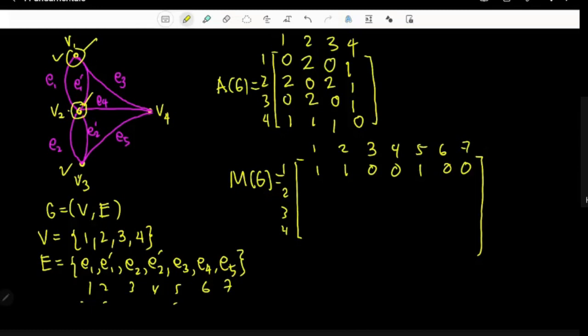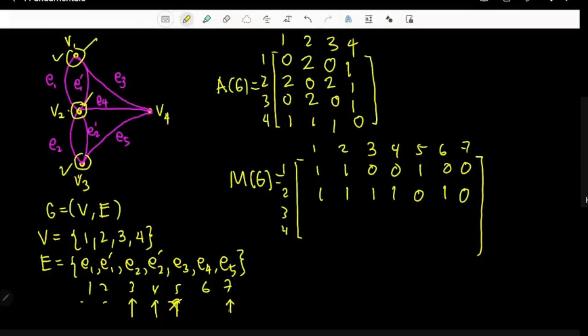So vertex 2 is connected to many bridges, right? Except E3 and E5. So just except E3, which is 5, and E5, which is 7. So 5 is 0, 7 is 0. The rest, it's incident to 2. Vertex 3, it's incident to E2. This is E2, number 3. E2 prime, that's why it's very important to arrange them and number them accordingly. Kasi nakakalito pag wala yung ordering. And E5, which is this one.